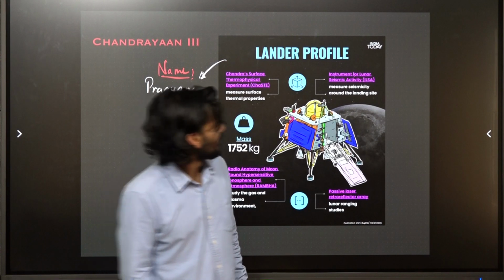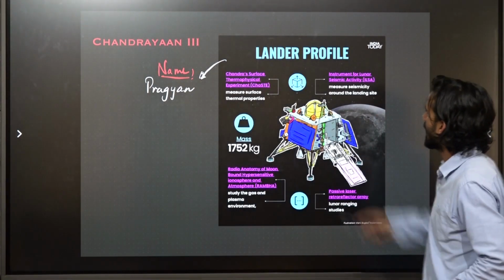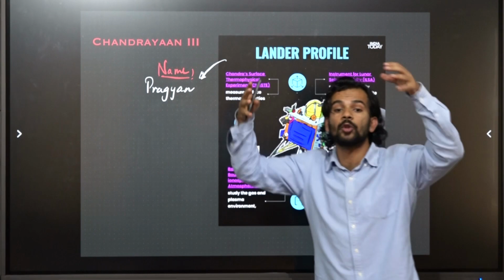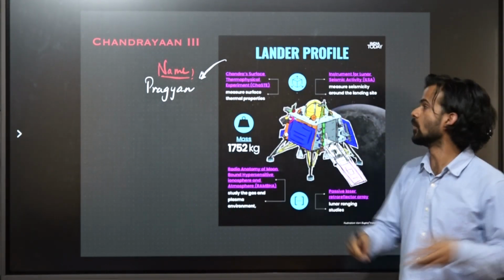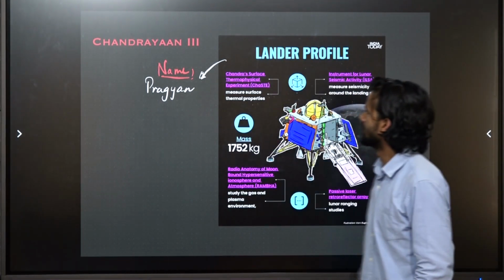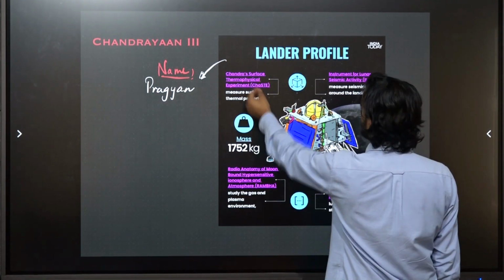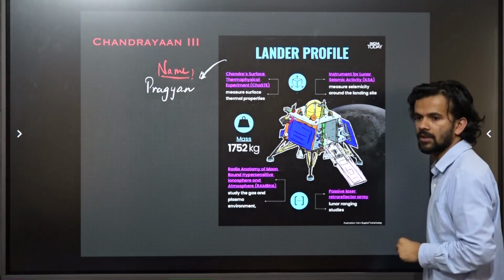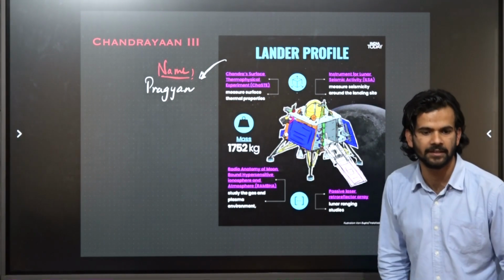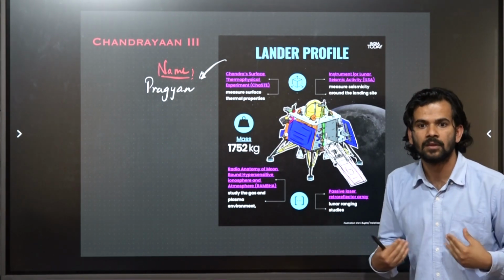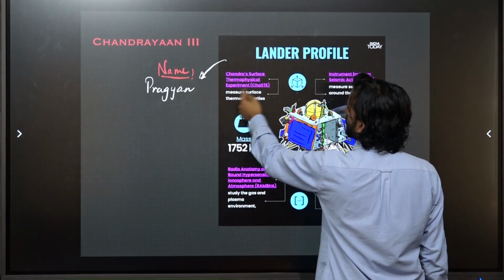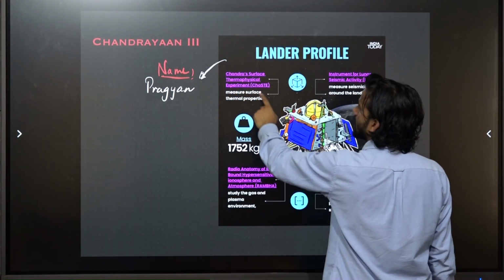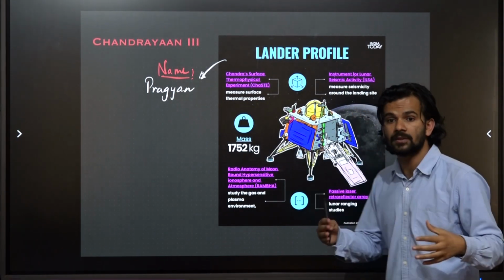Now the lander. If you see, the lander is called Pragyan. It is the part that's going to land on the moon. It has various different parts for various different functions because we are sending it for a specific purpose, to get information, data, and learn about the moon. So there is the Chandra's Surface Thermophysical Experiment, CHASTE, which is used to measure the various surface thermal properties.